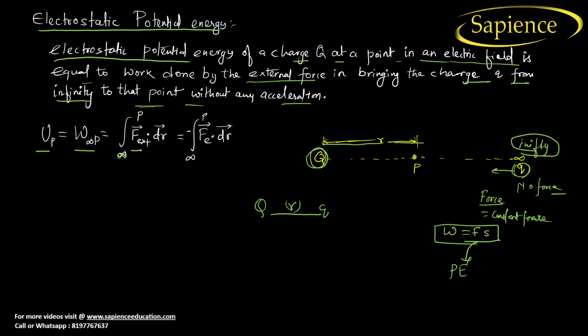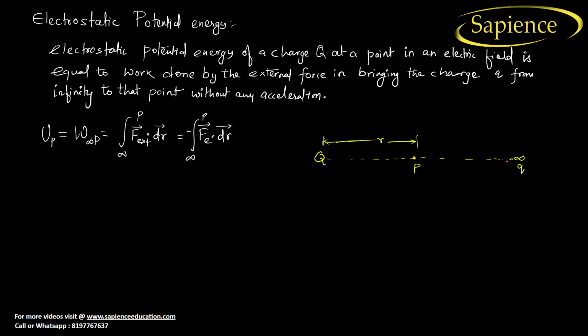Now, when work is done, you are applying a force on it. This is known as the external force. Let us suppose you have applied an external force in this direction. External force into the displacement dr. Let us consider a small displacement dr. Suppose this is a point P, and this distance dr has been moved.